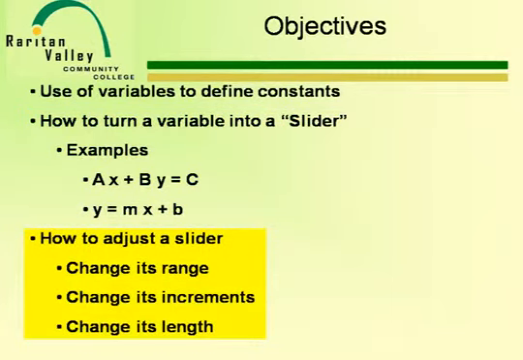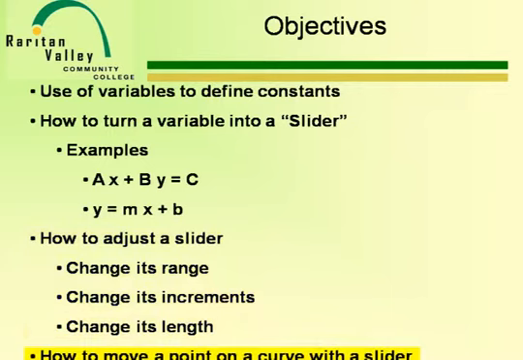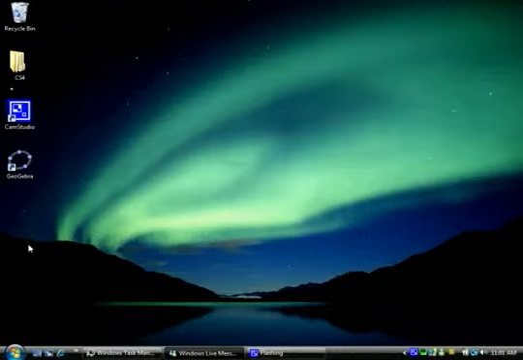Then we're going to learn how to adjust a slider. That is, we're going to be able to change its range, we're going to be able to change its increments, and change its length. And finally, we're going to take a look at how we can use a slider to move a point along a curve. So let's get started. And the first thing we need to do is launch GeoGebra.